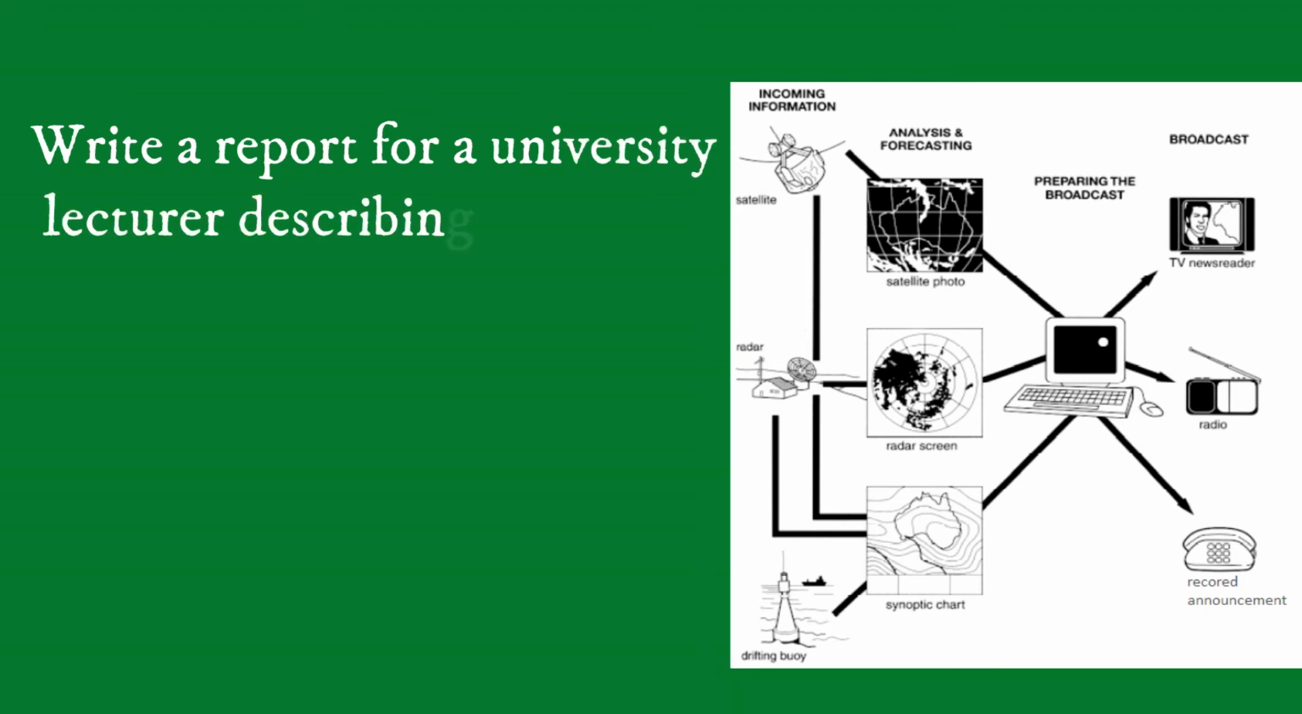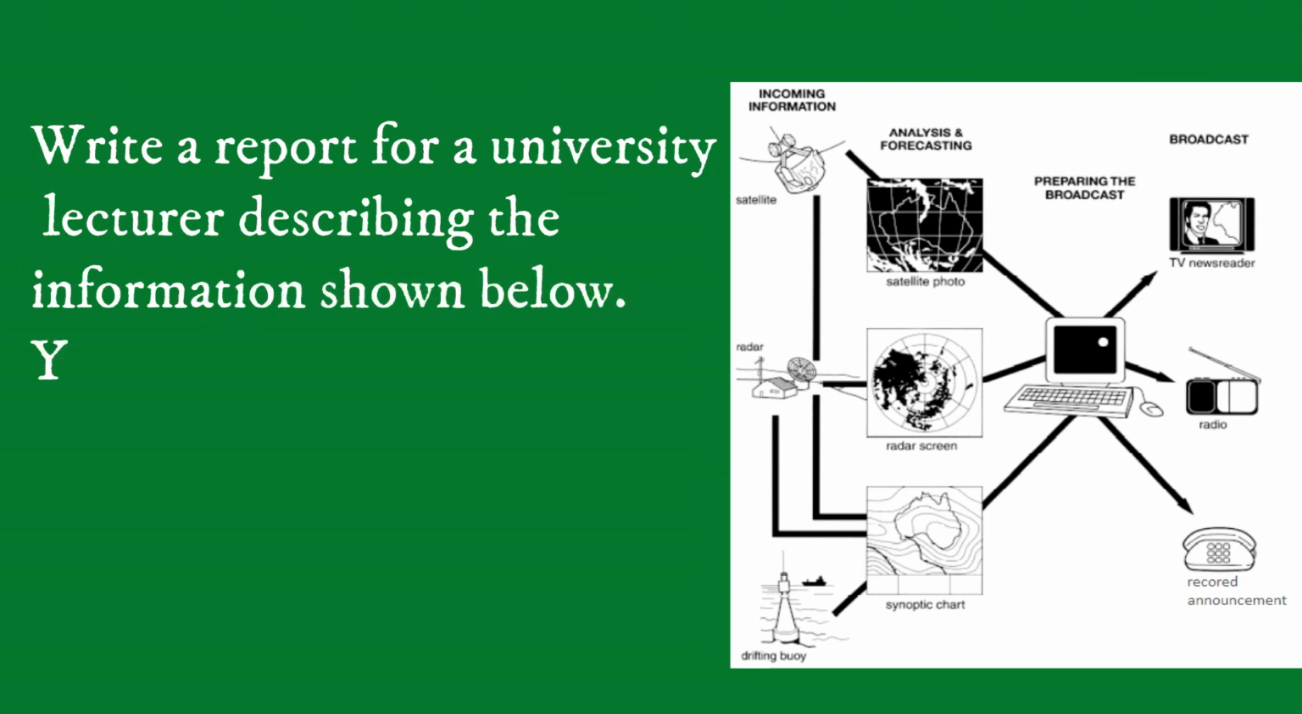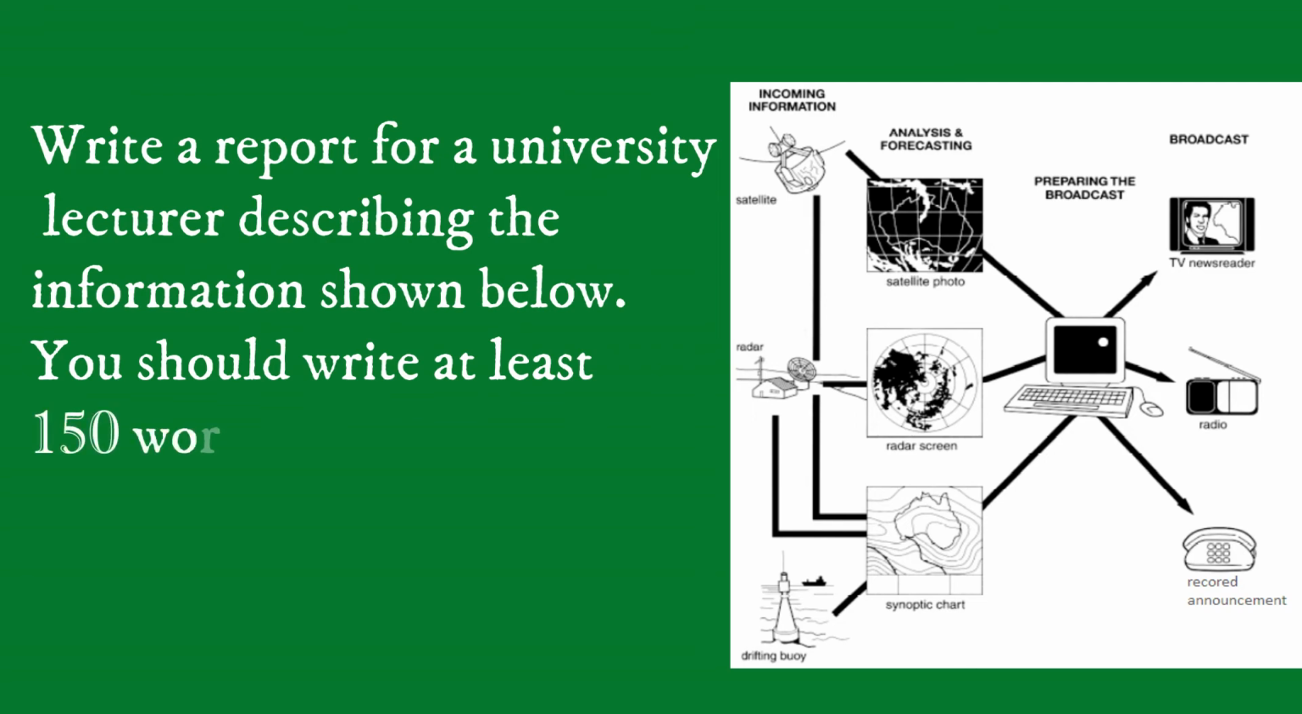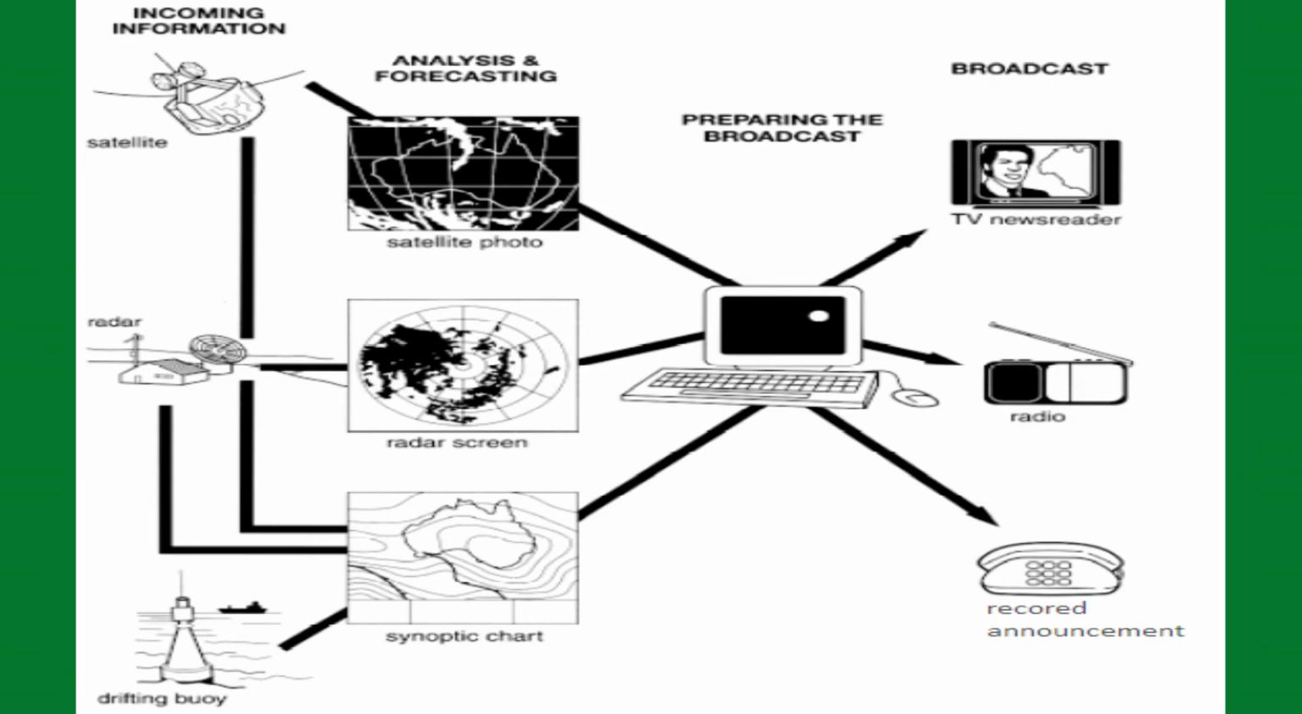So we can see in the diagram, information is coming from satellite, radar, and drifting buoy, and going to a satellite photo, radar screen, and synoptic chart for analysis and forecasting. And then the broadcast is prepared on a computer, and then finally it is broadcast on TV, radio, and recorded announcement. So we have seen all this in this process diagram.